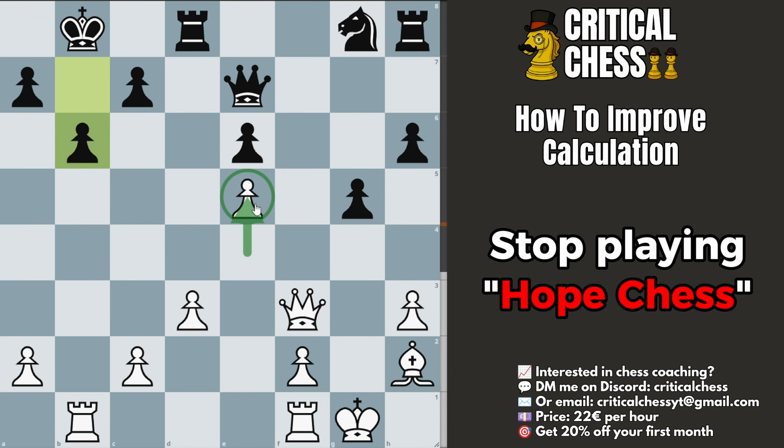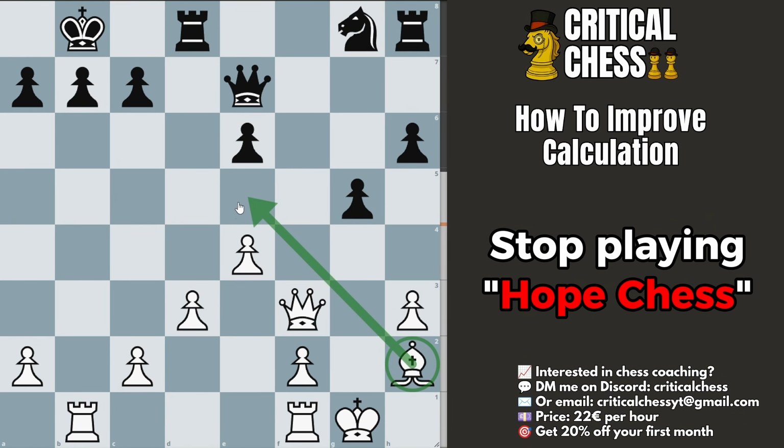And not only are you left with nothing, you blocked your bishop. You blocked your very nice bishop that's on h2. This bishop is very useful on this square. It can go to e5 to be centralized and attack everybody.